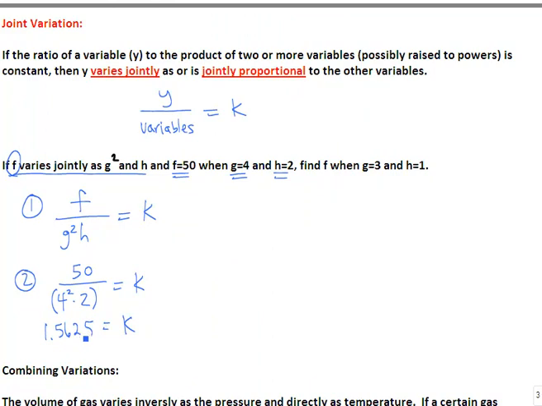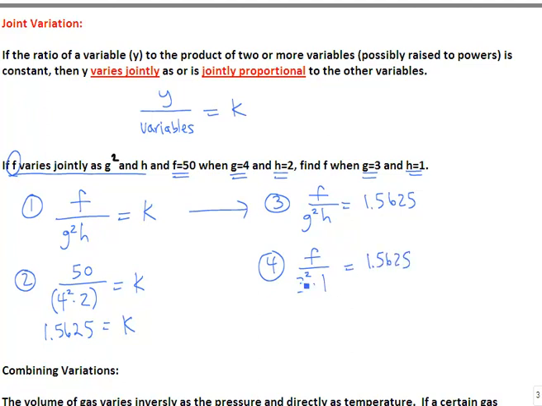So there's our k. So k is 1.5625. Now that we know what k is, let's substitute it back into our joint variation. So f over g squared h equals 1.5625. And now we can answer the actual question. We want to let g be 3 and h be 1. So I'm going to leave f as f, substitute in 3 for g, and remember that gets squared. h is 1.